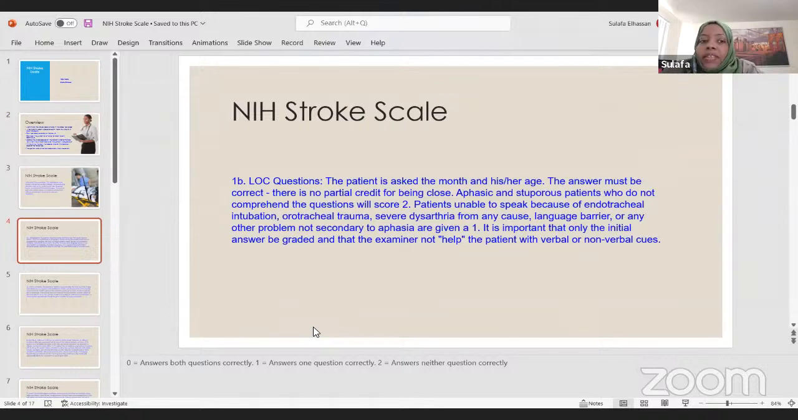It is important that only the initial answer be graded and that the examiner not help the patient with verbal or non-verbal cues. So we shall not even try to help him with sign language or any cues. And here is the key: if the patient answers both questions correctly, we will give him 0. If he answers one question correctly, we will give him 1. And if he didn't answer either of the questions, we'll give him 2.